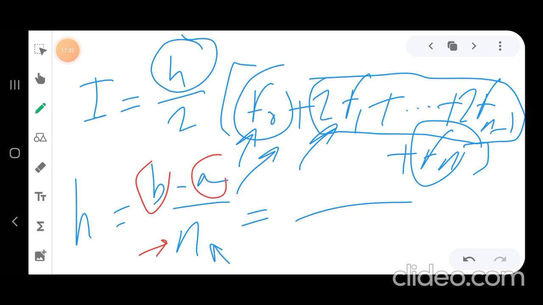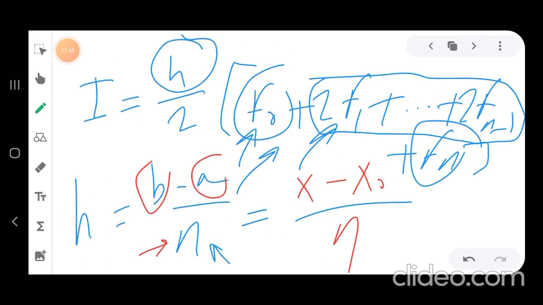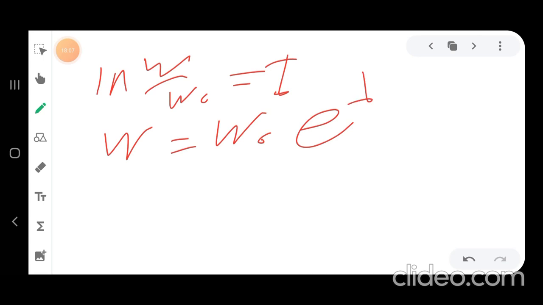And what's this b and a? B is the final composition in the liquid phase, and a is the initial composition in the liquid phase. So the final value of x minus the initial value, divided by the number of intervals, gives you this h. Then you can get this integration. Of course, we are not interested only in the integration. At the end of the day, we want to find W, the quantity of the liquid that we are left with. So we can say ln W over W naught is equal to this integration, or in other words, W is equal to W naught e to the power of the integration. If you have the integration and you know your initial quantity, you can get W easily.